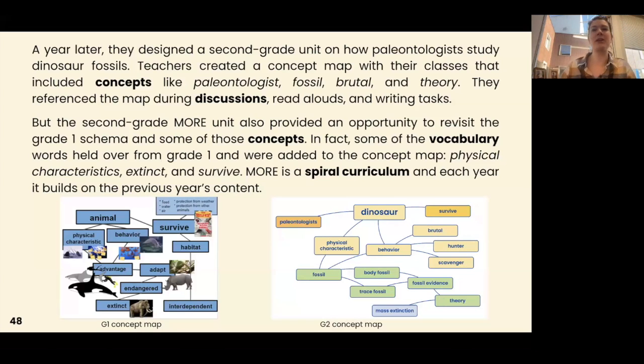So we designed a second grade unit on how paleontologists study dinosaur fossils. And again, teachers created a concept map with their classes, which included concepts like paleontologist, fossil, and theory. They referenced this map during discussions, read-alouds, and writing tasks. And we also gave students the opportunity in second grade to revisit their first grade schema and some of the concepts they'd learned the year before. We call this sort of curriculum a spiral curriculum that builds on the previous year's content.